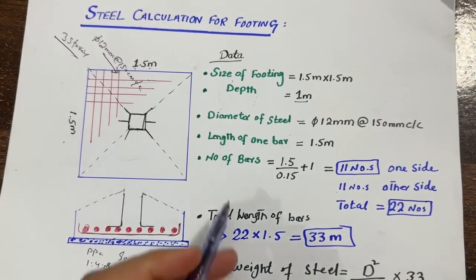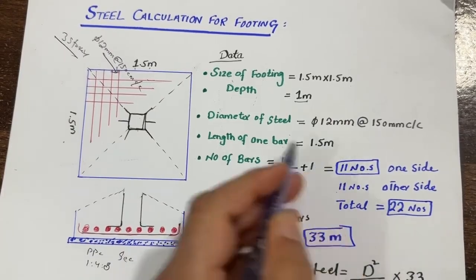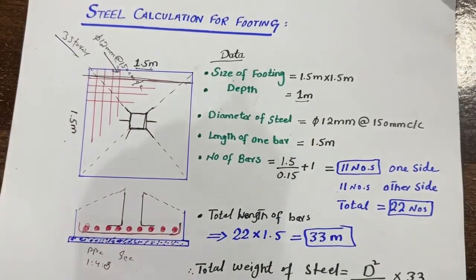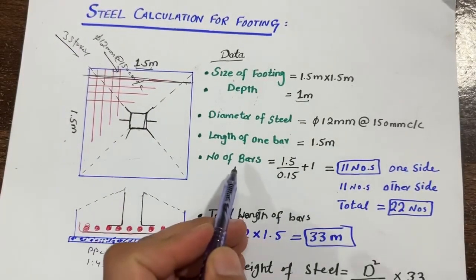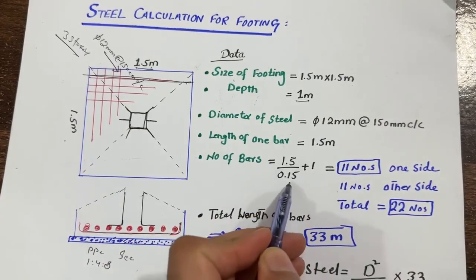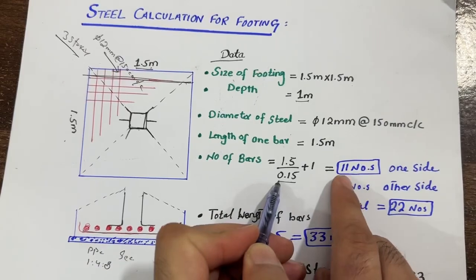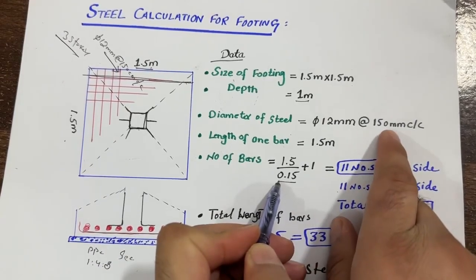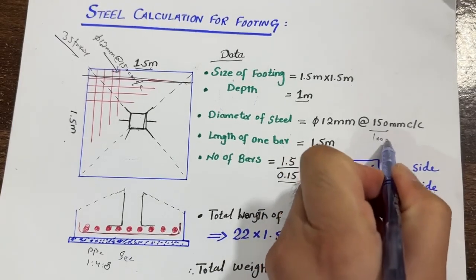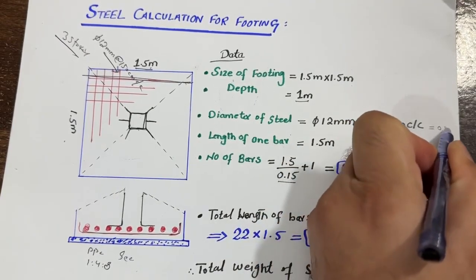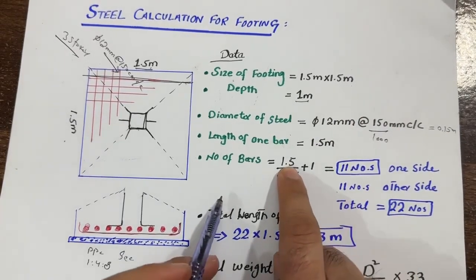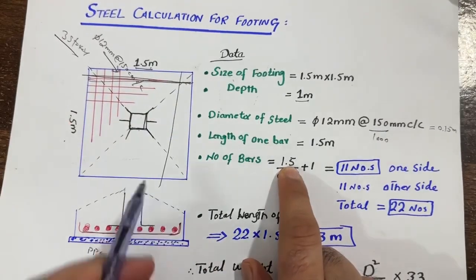Next, you can see here the length of one bar is 1.5 meter. You can see 1.5 meter is this one, so one steel rod is 1.5 meter. Next, how to calculate the total number of bars on one side. So number of bars: 1.5 meter divided by 0.15. The 150 millimeter should be converted to meter, so you divide it by 1000 and you will get the value 0.15 meter, right?